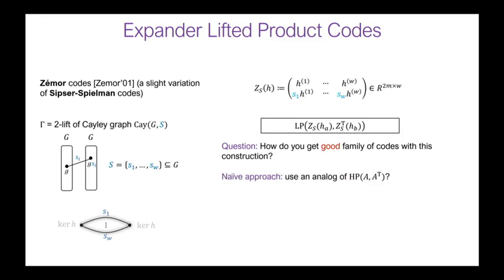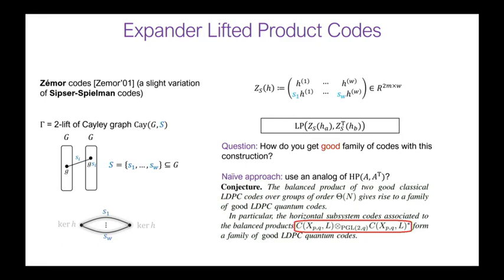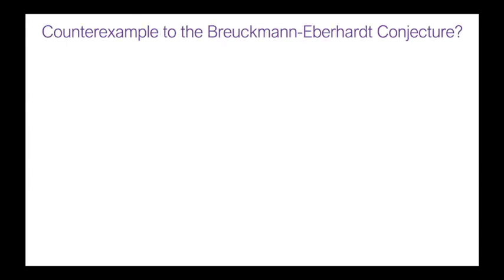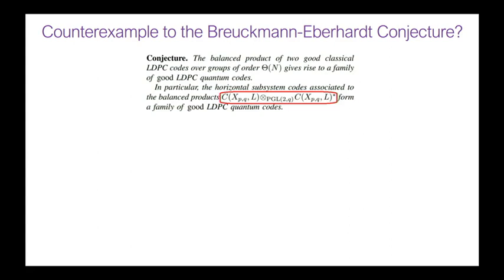You can try to use some analog of the hypergraph product construction. For example, you can use the same matrix. And this is similar to the idea that was conjectured to give good codes by Brakensiek and Eberhard in their famous conjecture that was also mentioned today. And what is interesting is that it looks like this conjecture is false. Okay, so let me explain why I think that it is false.